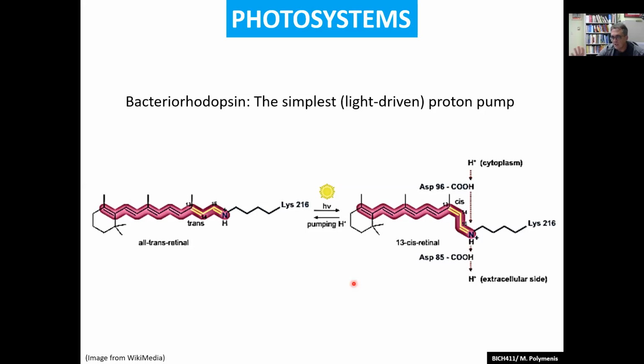So that's retinal at the heart of rhodopsin. And it's a very simple compound. It looks like this. It's all in the all trans configuration. All the double bonds will be all trans, but you shine some light on it, and then you flip one, and it flips to the cis configuration.